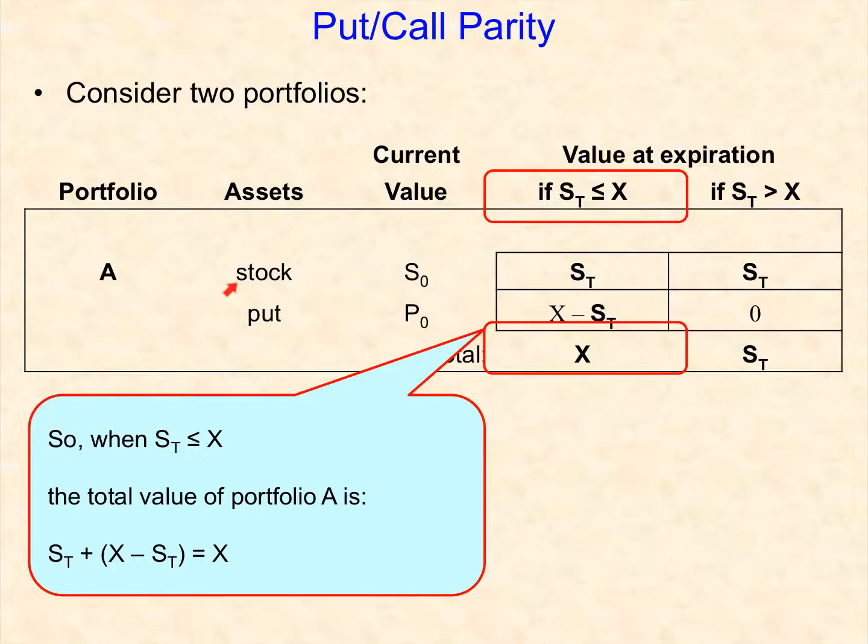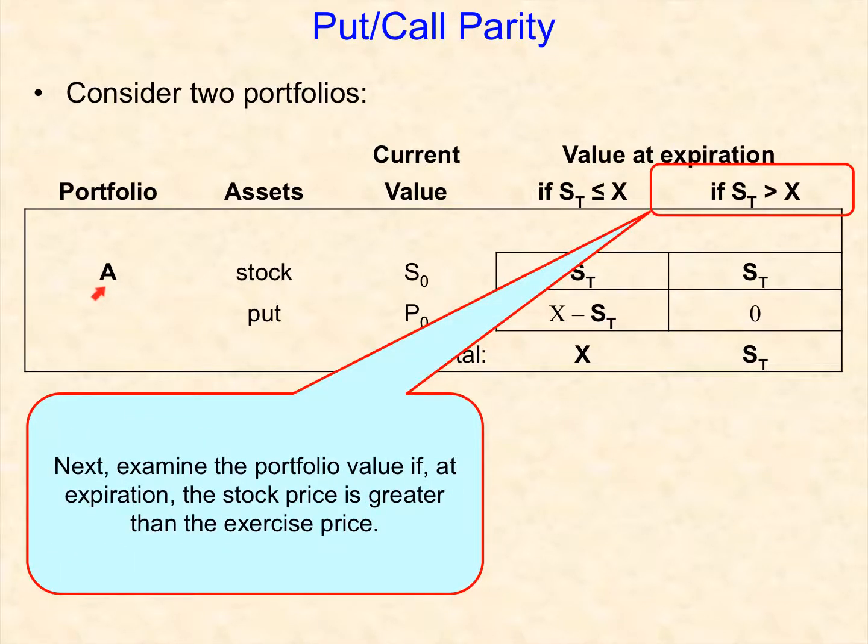We can now examine the value of the stock and the put at the option's expiration when the stock price is below the exercise price. We have a share of stock, it's worth S sub t, and we own a put option with value X minus S sub t. We add the two values together to get the value of our portfolio. The S's will cancel and we're merely left with X. So the value of portfolio A at expiration, if the stock price has fallen below X, is simply equal to X dollars.